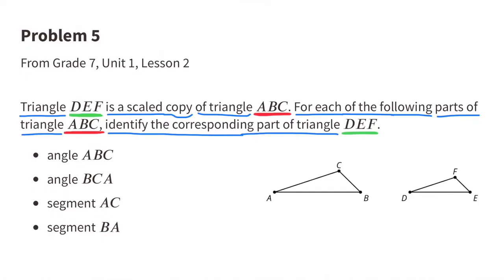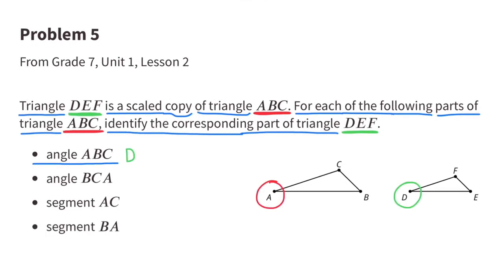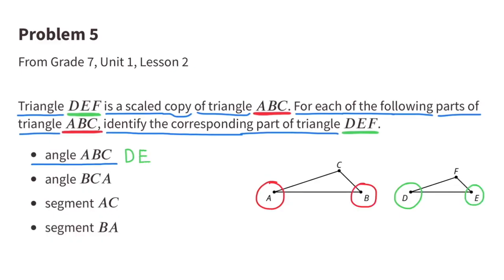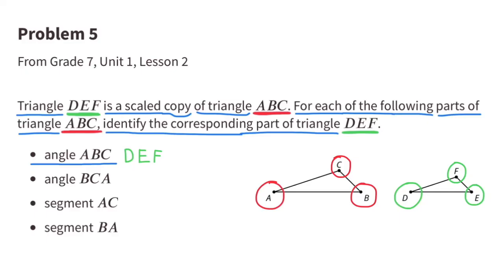Number 5. Triangle DEF is a scaled copy of triangle ABC. For each of the following parts of triangle ABC, identify the corresponding part of triangle DEF. Angles A, B, C. Angle A and angle D are corresponding angles. Angles B and E are corresponding angles. And angles C and F are corresponding angles. So the order D, E, F corresponds with the order A, B, C.